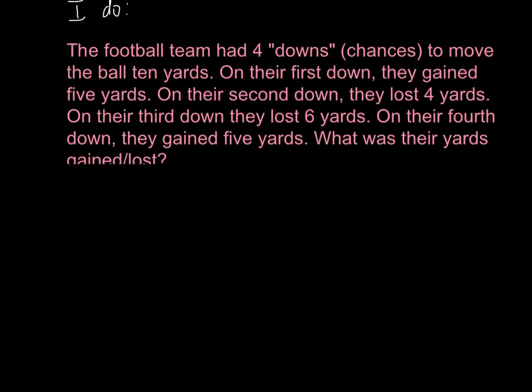The football team had 4 downs, which in football terms are chances, to move the ball 10 yards. On their first down, they gained 5 yards. On their second down, they lost 4 yards. On their third down, they lost 6 yards. Losing yards in football is going backwards. On their fourth down, they gained 5 yards. What was their yards gained or lost? We don't know whether they gained or lost yardage from the starting point we consider 0, which is the line of scrimmage. So let's use a number line to help us out.